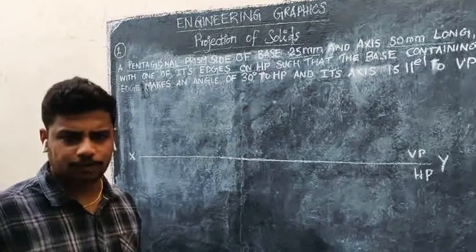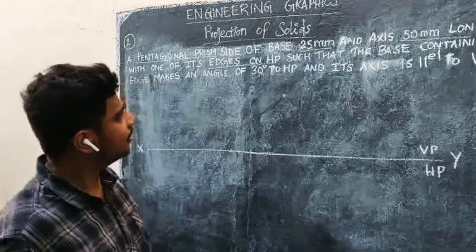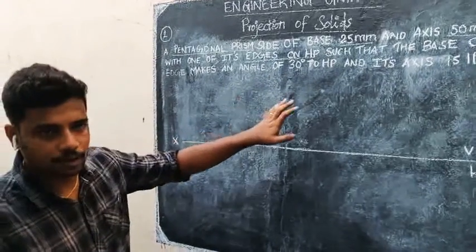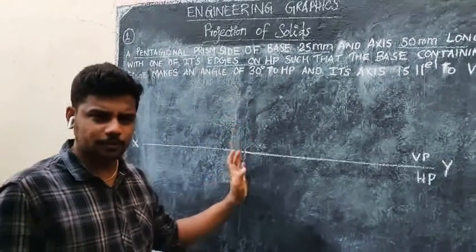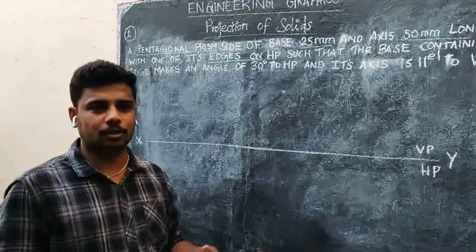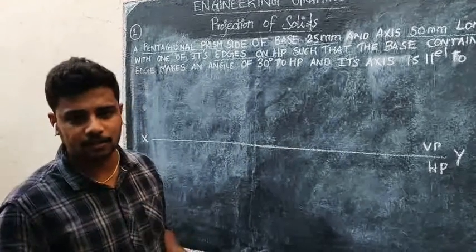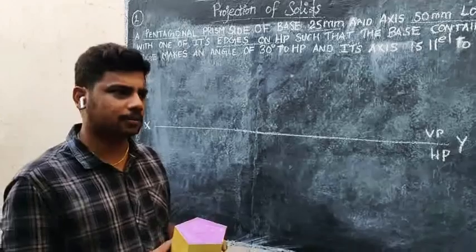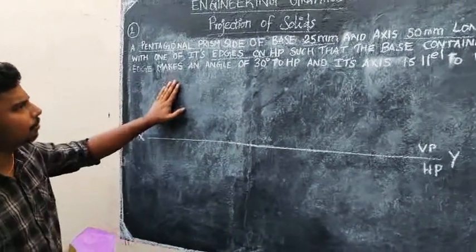So I welcome you to part 3 of this projection of solids. In this problem, we are moving from the simple position to the next, more advanced position. When you give an inclination to solids, what will happen? That's what we are going to see now. So we'll see the problem now.